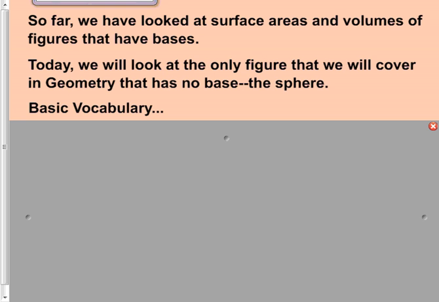Today we're going to look at the only figure that we're going to cover in geometry that has no base, and that would be the sphere. Now, there are other spherical type objects in the world, obviously. The sphere is not the only one. Those other objects that are more like three-dimensional ellipses or things that are kind of peanut-shaped, those are called spheroids, meaning they are spherical by nature, but they're not perfectly round. But we're going to limit our focus to the spheres.